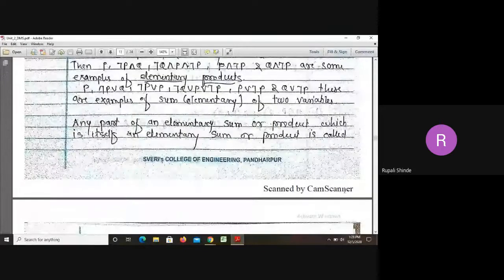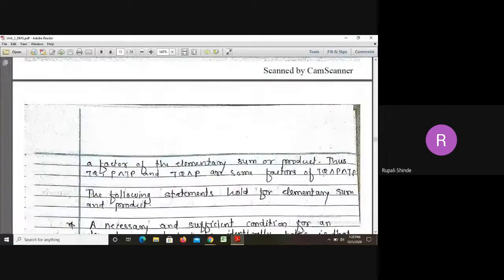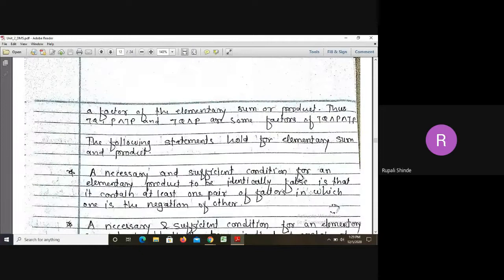Again, this is our formula: negation Q and P and negation P. Here negation Q is one factor, and P and negation P is another factor. So we can divide the whole formula into different factors. That is given here.